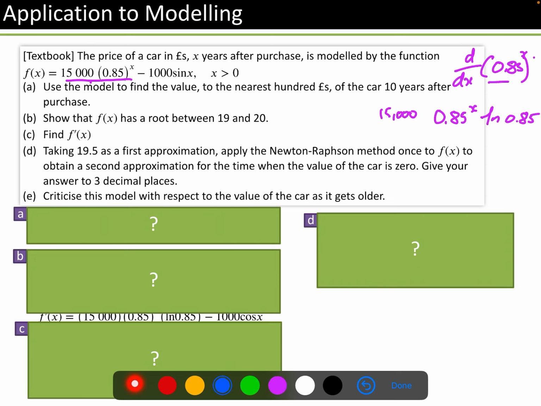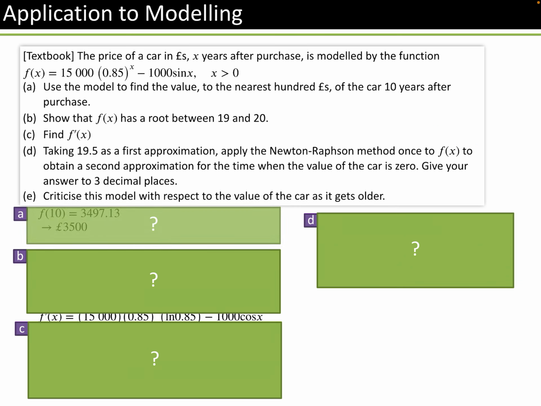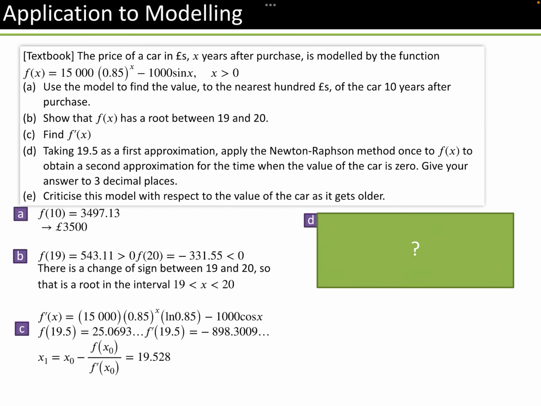The 15,000 and the natural log of 0.85 are both numbers, so they could go together, but I would just leave it. I'd probably write the 15,000, then write that, then leave that at the end. No, you cannot put that 0.85 with anything else. It's trapped by that power. So you do that, and then the sine bit is going to be minus 1,000, and then just cos x. Okay, so that's going to be what f dash x is.